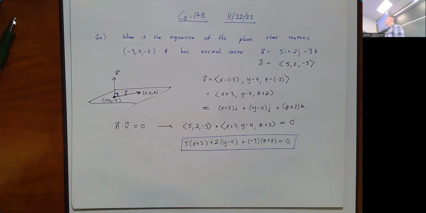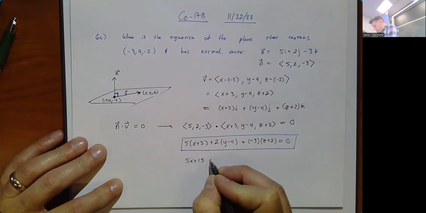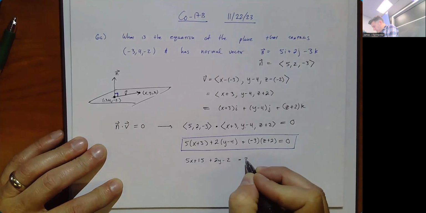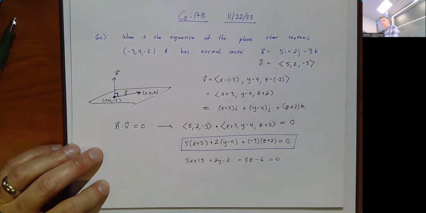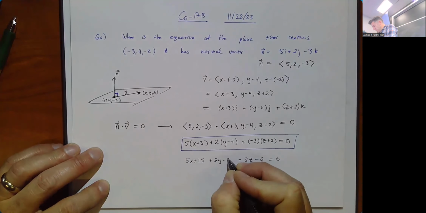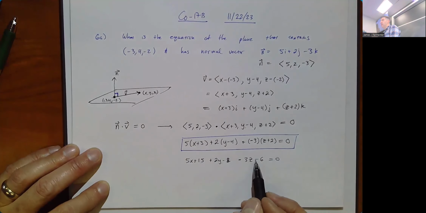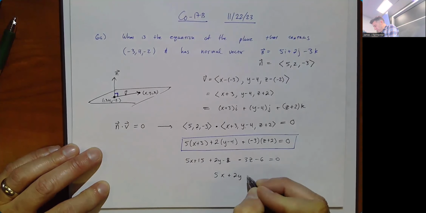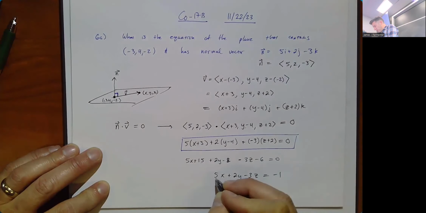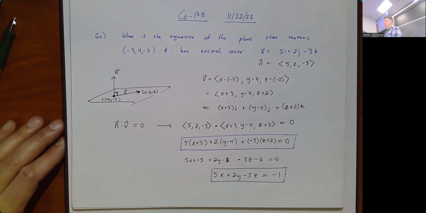The more typical way of writing the answer would be to multiply this out and get 5x plus 15 plus 2y minus 2 minus 3z minus 6 equal to 0. And then I made a mistake though. Not 2y minus 2, 2y minus 8. Right, distribute the 2. And then 15 minus 8 is 7. 7 minus 6 is 1. Subtract 1 from both sides to get 5x plus 2y minus 3z equal to -1. That's the more typical way of writing your plane equation. But both are technically the same equation, and both are right.